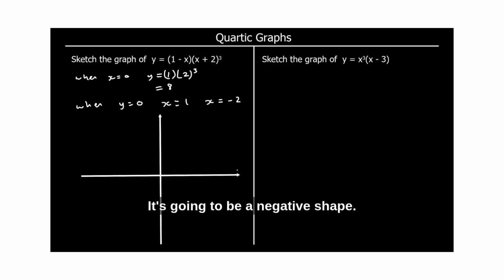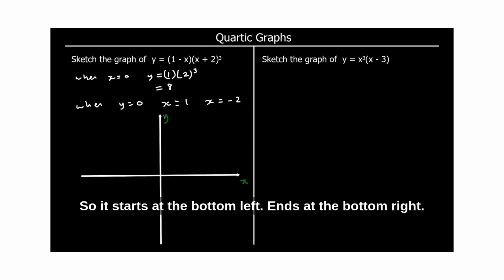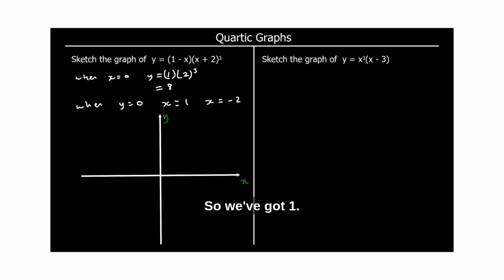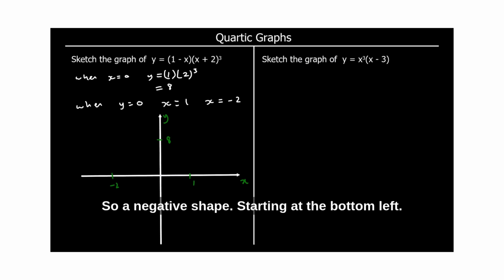It's going to be a negative shape, because we've got a negative x times x times x times x. It's going to be negative x to the power of 4. So it starts at the bottom left, ends at the bottom right. So we've got 1, got -2, and we cross y at 8. So we're starting at the bottom. The -2 is cubed, so the x plus 2 bracket is cubed. So a negative shape, starting at the bottom left, ending in the bottom right.